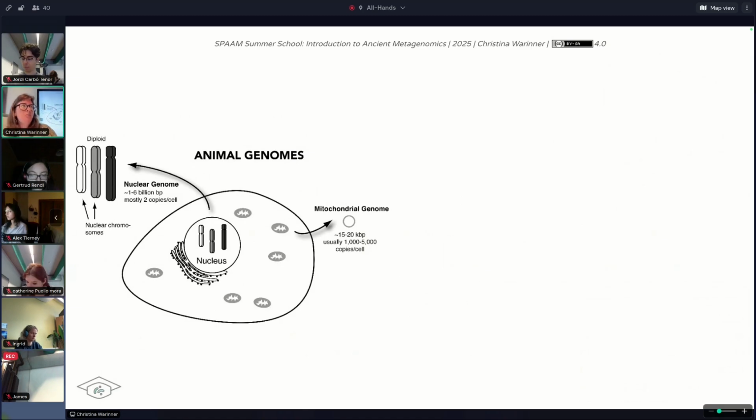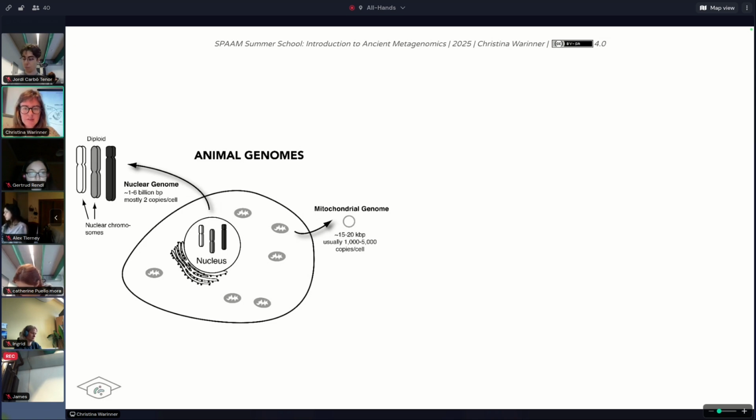That genome is held in something called a nucleus, so we call it the nuclear genome. But in addition, animal genomes also have the mitochondrial genome, which is small and circular. It's about 15 to 20,000 base pairs long across different animals, and it's usually present in about 1,000 to 5,000 copies per cell, and that depends on the cell type. So muscles, which need a lot of energy, have many more copies of the mitochondrial genome, many more mitochondria than, say, a bone cell does. So the number of mitochondrial genomes per cell depends on the tissue type.